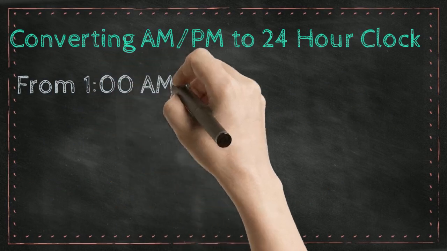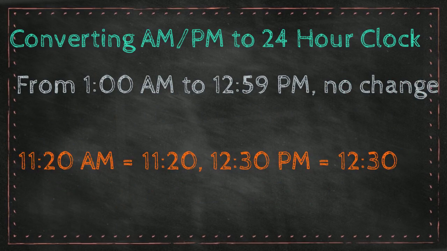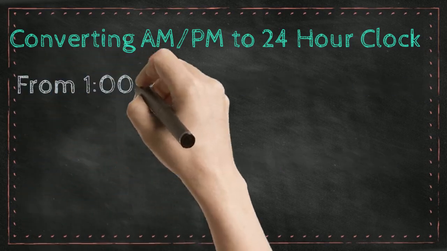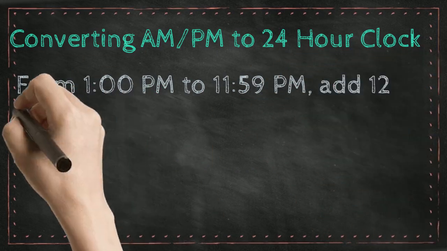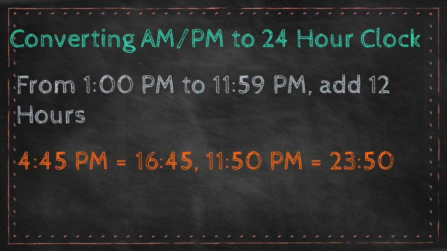Then from 1 AM to 12:59 PM, no change, you don't need to change anything. So 11:20 AM is the same as 11:20, or 12:30 PM is the same as 12:30. Then from 1 PM to 11:59 PM, you need to add 12 hours. For example, 4:45 PM adding 12 is 16:45, or 11:50 PM is 23:50.